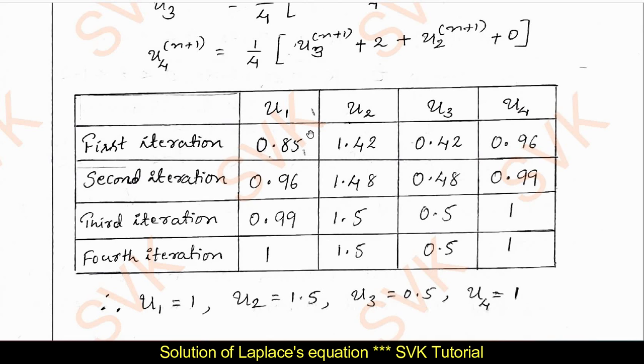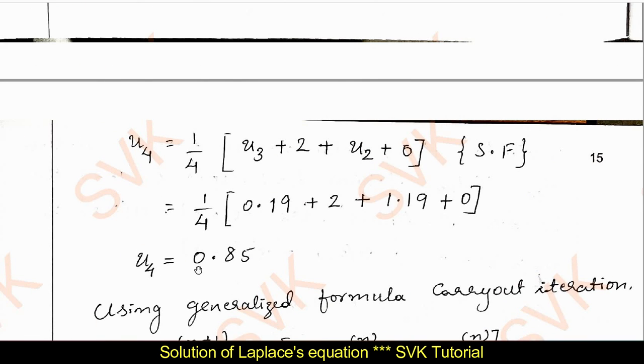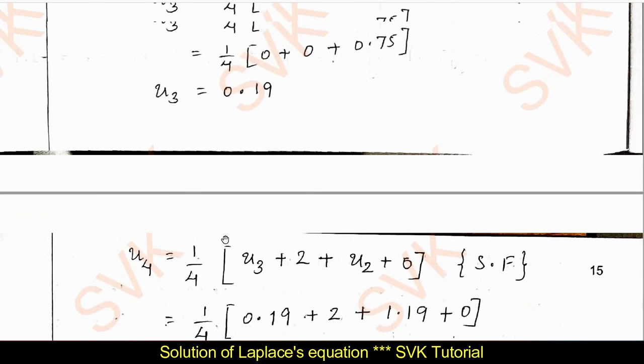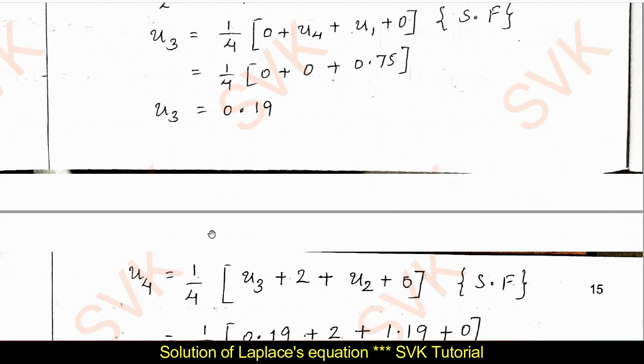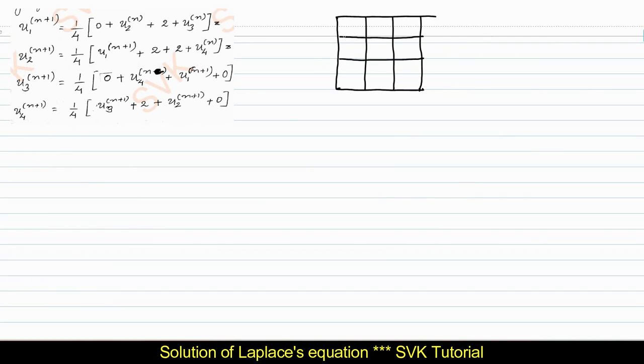Now I will tell you how to calculate this after finding the initial approximation. These are the initial values of u1, u2, u3, u4. After getting these, I will tell you how to tabulate them and how to get the iterative values.